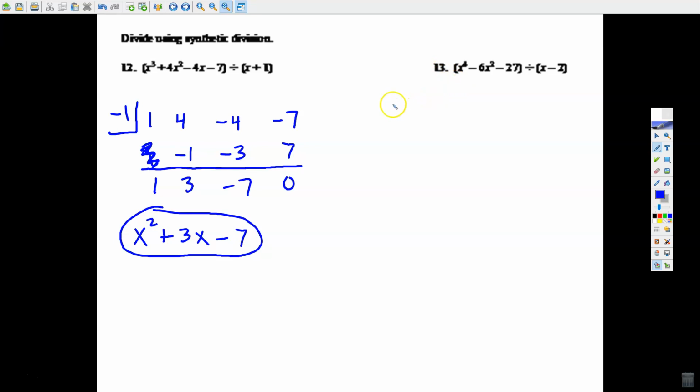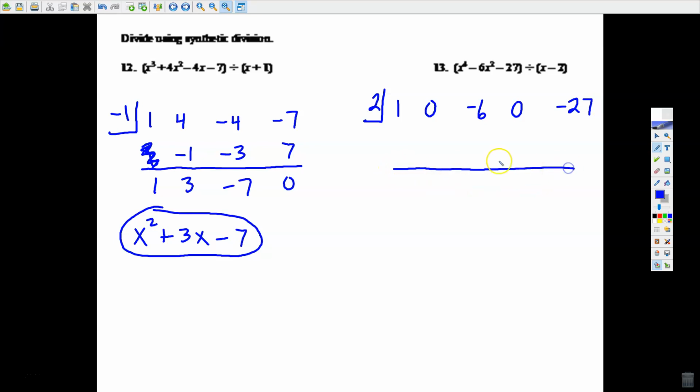Okay, so for 13, to set up synthetic division, I'm going to put +2. And I start with exponent 4. The coefficient of that term is 1. But you notice there is no x to the third. It goes straight from 4 to 2. So in place of that x to the third term, I'm going to put a 0. Then a -6. Notice I went from x squared, and there is no x to the first, so I need another 0 in that x to the first place, and then -27.